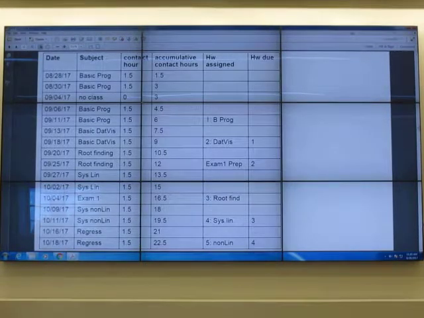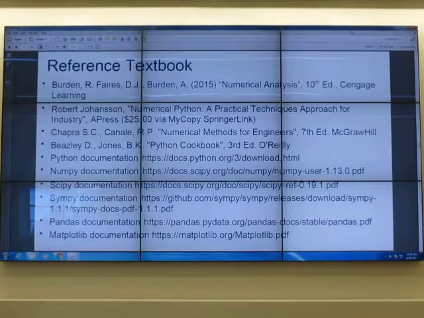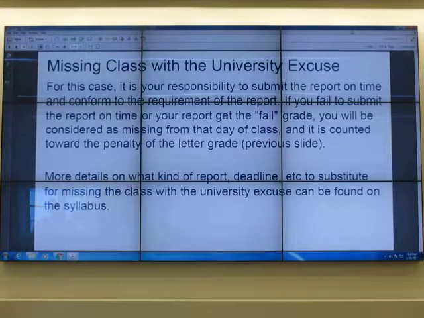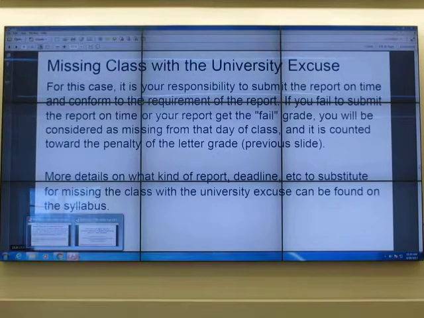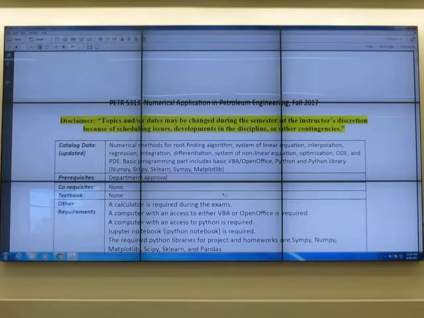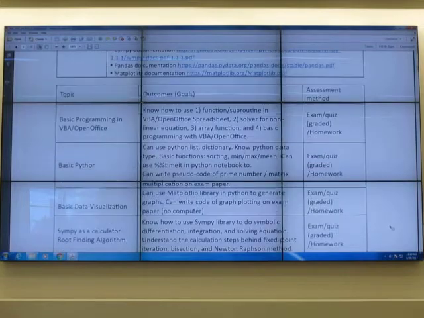Whatever homework we put in here is just a tentative date, okay? And what else? Okay, missing class with university excuse. If you miss class with university excuse, you have to do something for me, not just miss the class. Let's take a look at what you need to do. This is the syllabus, the full syllabus that you will read. Okay.